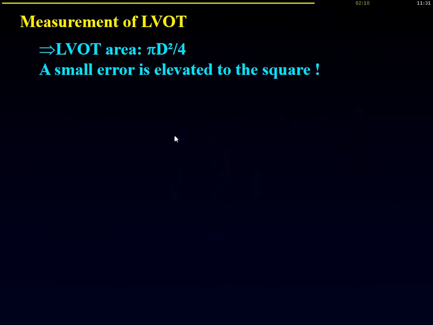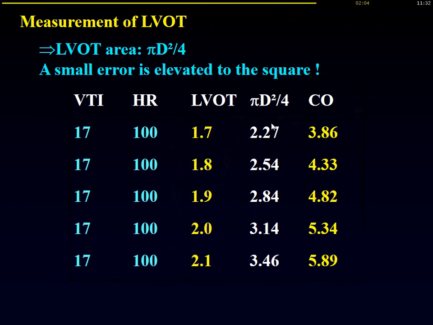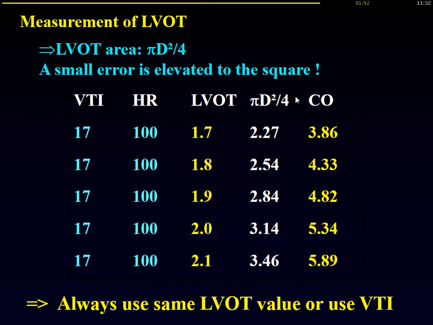The problem is that a small error in the diameter of the left ventricular outflow tract may induce quite a significant error in cardiac output. So relative changes will be much more reliable than really looking just at the absolute value. And of course, it's better to measure it just once and then to fix this measurement and not to change it each time you measure, because the left ventricular outflow tract diameter will not vary over time, rapidly at least.